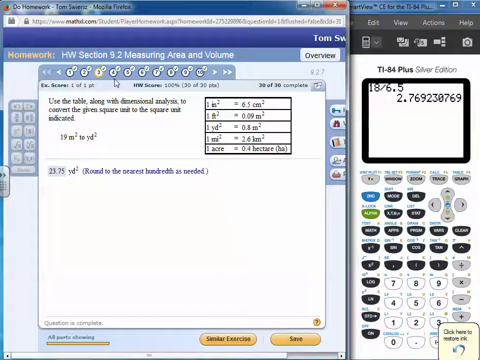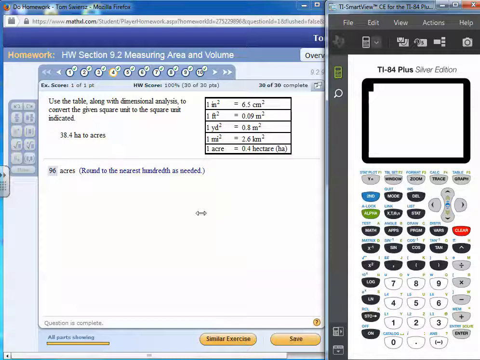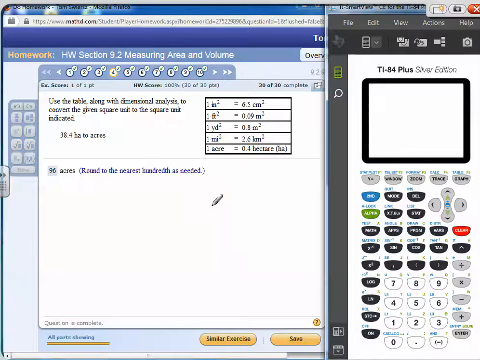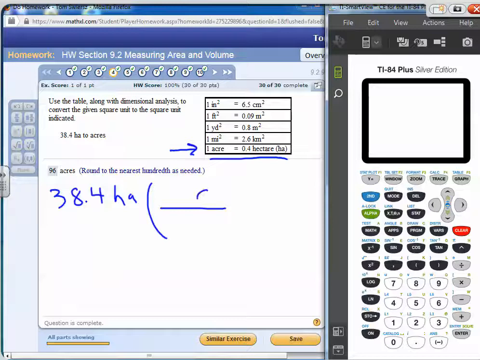Okay, we've already done number 3, so we'll jump. We did 3 previously. Let's do number 4. 38.4 hectares to acres. Again, hectares to acres, we got it right here. 1 acre is 0.4 hectares. So we got 38.4 HA. We want to get acres, and we want to get rid of hectares. So acres is in the numerator, hectares is in the denominator. The numbers are 1 acre is 0.4 hectares.